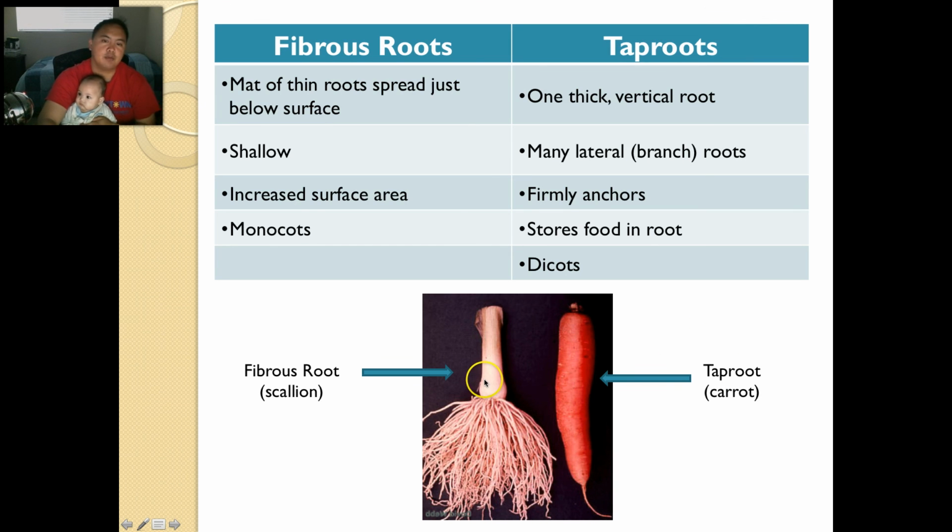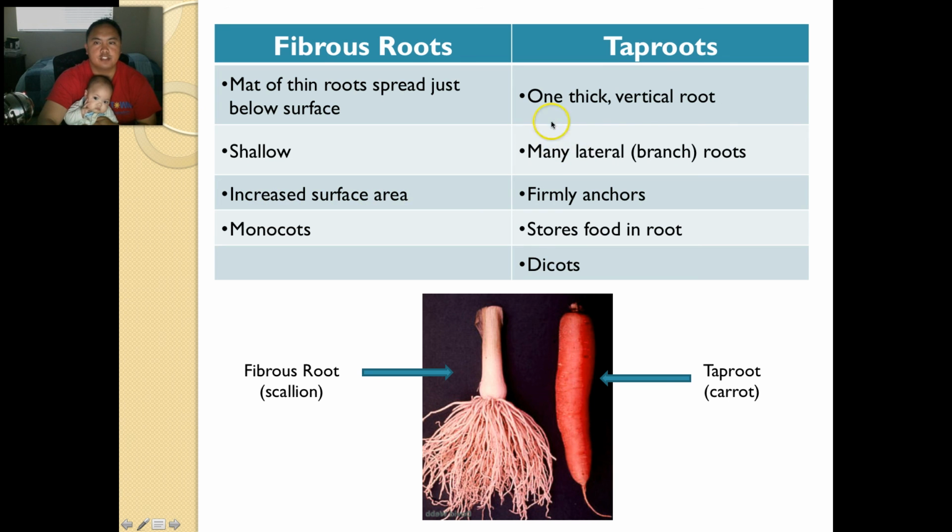Remember in the last example we talked about monocots and dicots. Monocots have a fibrous root. Here's an example of a fibrous root. This is a scallion or a green onion that you may have seen before, and this is an example of a taproot, like carrots. Fibrous roots have many thin roots. They're shallow. They don't go very deep. We maximize our surface area.